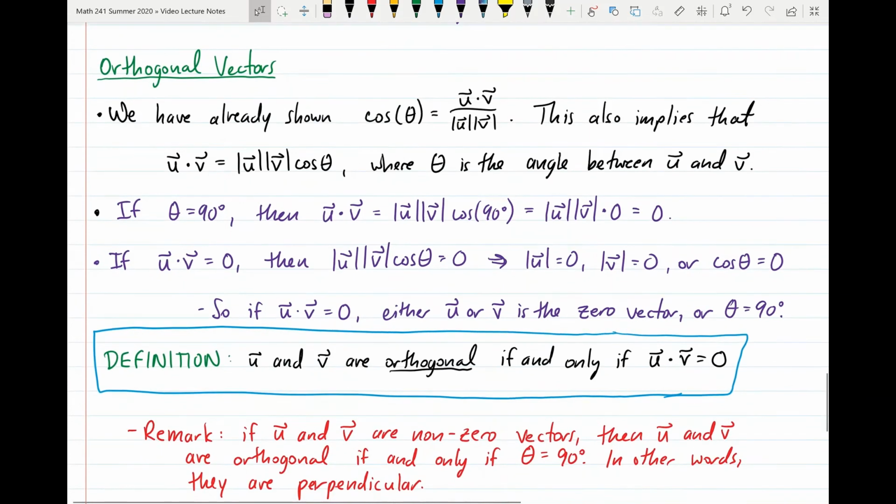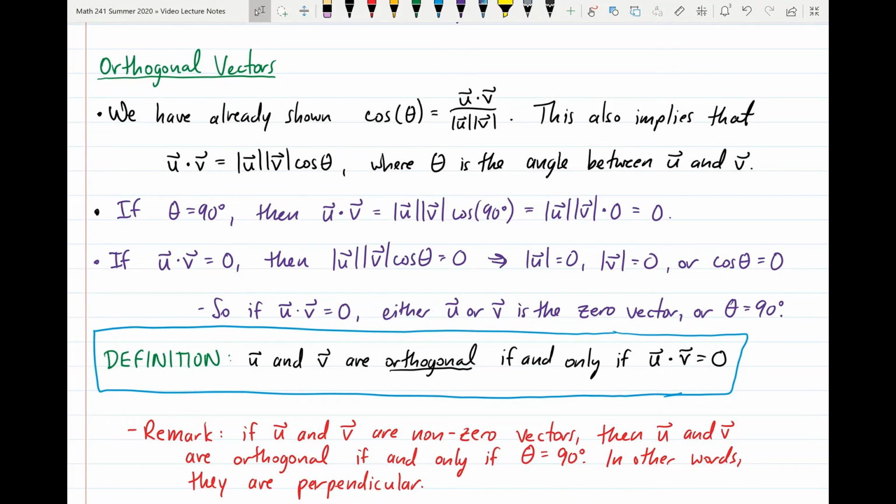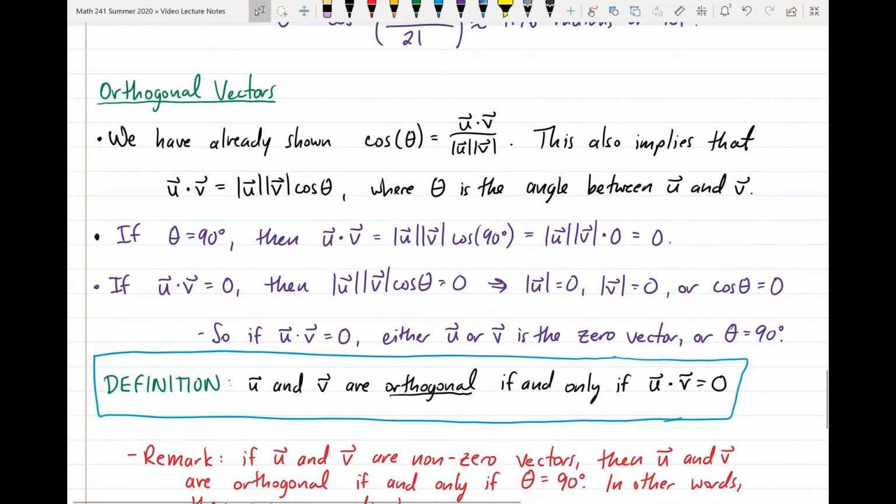And now for the last part of this video, let's talk about orthogonal vectors. We have already shown that cosine of theta is equal to the dot product of u and v divided by the magnitudes of u and v. But if we multiply by the magnitude of u and v on both sides of this equation, we find that the dot product of u and v is equal to the magnitude of u times the magnitude of v times cosine of theta, where theta is the angle between our vectors u and v.